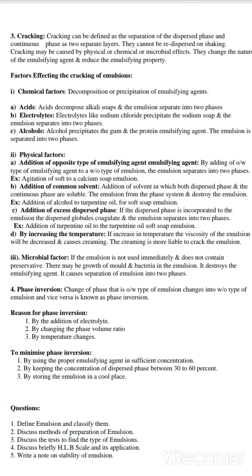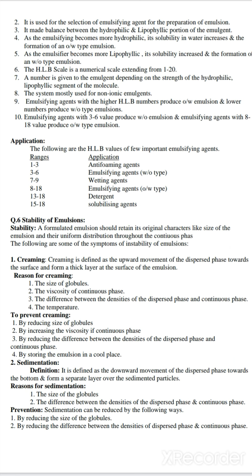HLB scale and its application. Write a short note on stability of emulsion. For the stability of emulsion, all the things are here.